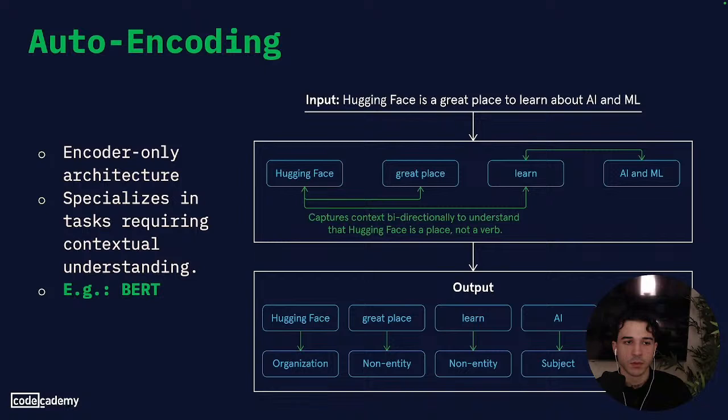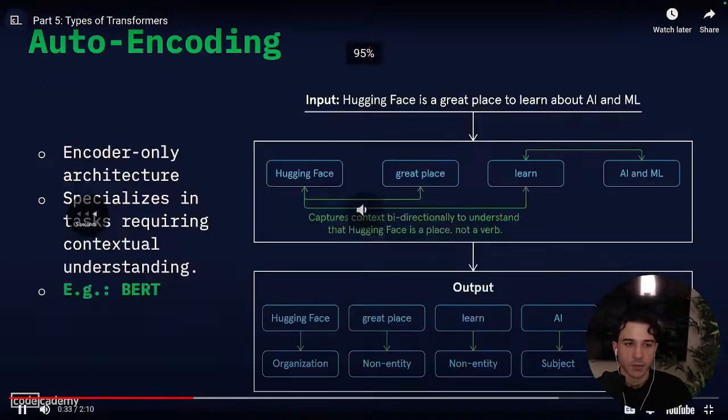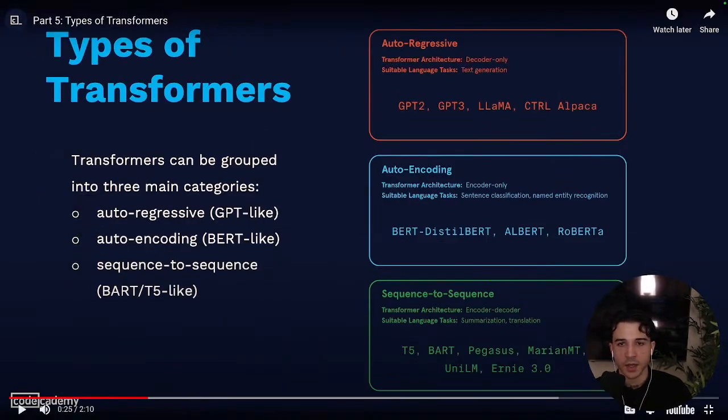Autoencoding transformer models are encoder-only. They specialize in tasks requiring contextual understanding, such as sentiment analysis, named entity recognition, which is the process of identifying and classifying specific people, places, or things, and extractive question answering. And finally, let's go ahead and read some of these.